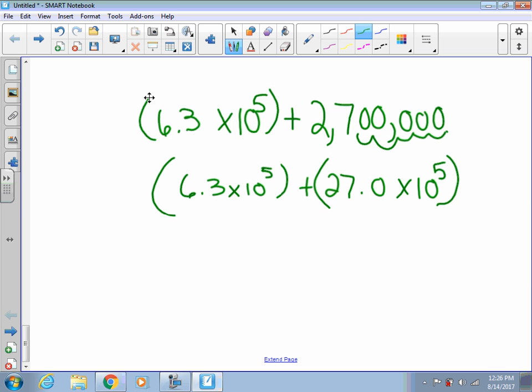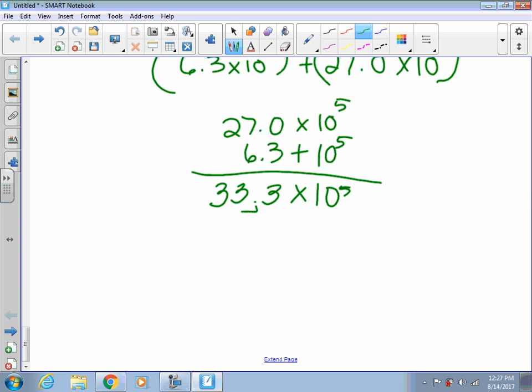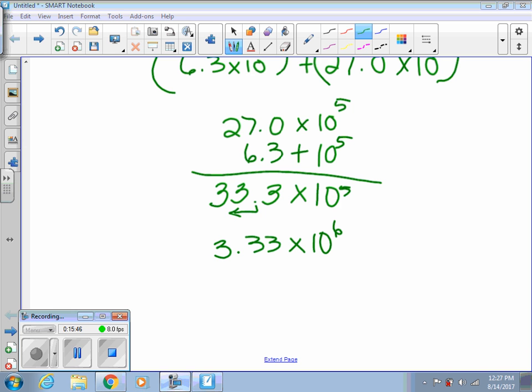So when I add that, I get 27 plus 6.3 and it's both to the 5th power, 10 to the 5. And I add, and because that's not scientific notation, I'm going to have to move it over and get 3.33 times 10 to the 6.